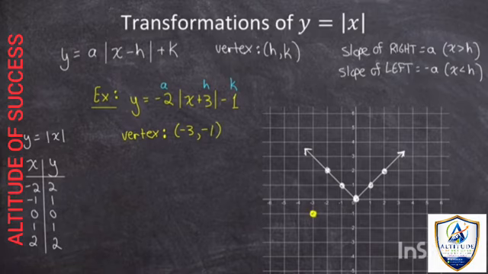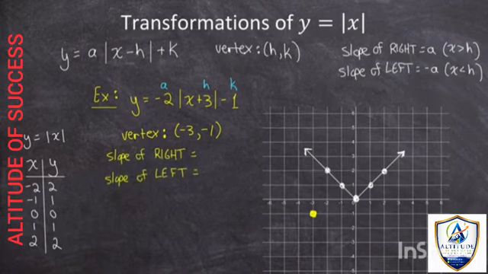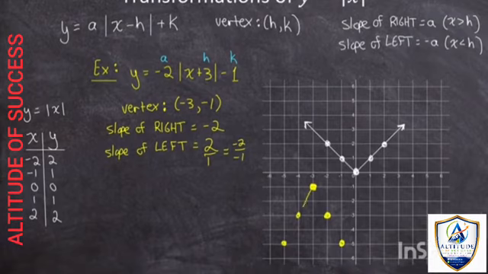I could plot that. And then this a value is going to tell us about the slope of the function. It'll tell us about the slope of both the right and left side. The slope of the right side is just equal to the a value, -2, and the slope of the left is the opposite of the a value, so +2. So from the vertex to graph the right side, I'll use the slope of -2, meaning down 2, right 1. And then the left side has a slope of +2, which is 2 over 1, or to help me graph this, I'll think of it as -2 over -1, meaning down 2, left 1. And then I can connect those points, and I have the graph of my transformed function.